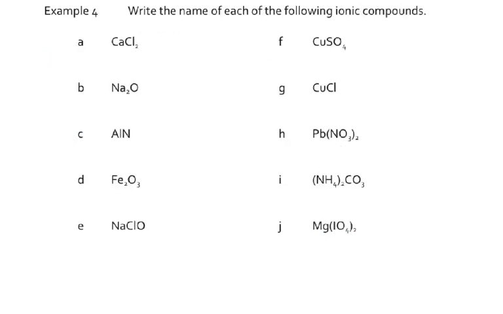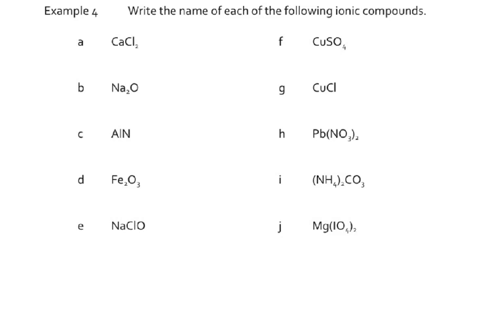Writing the name is actually a much easier proposition than writing the chemical formula. All we need to do is identify which two components make up the ionic compound and state their names. The only complication is when we have an element that has multiple possible charges, we do need to state which one it is. So copper 1 or copper 2, like in the last example.